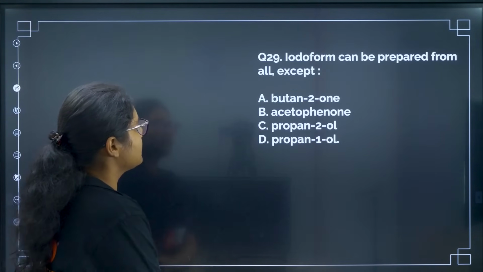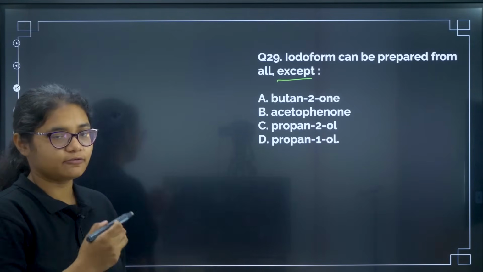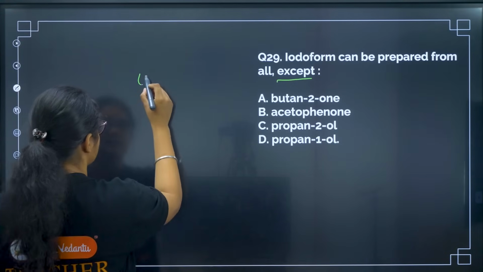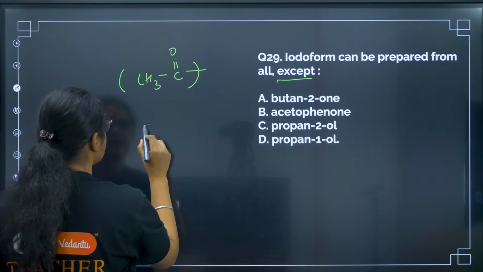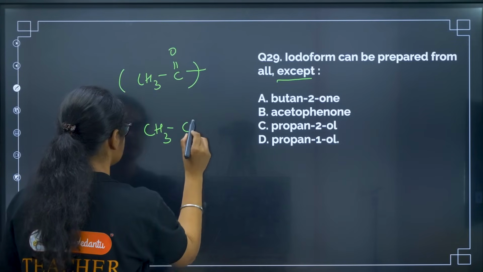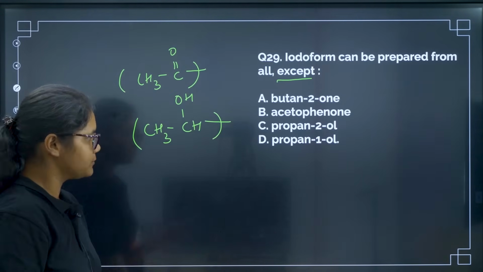Now, iodoform can be prepared from all except. So again this iodoform question has come. There are two conditions: either it should have a CH3CO group, or else it should have a CH3CHOH group. Okay, so one of these two conditions should be fulfilled.